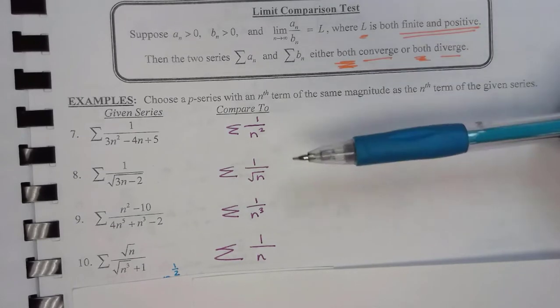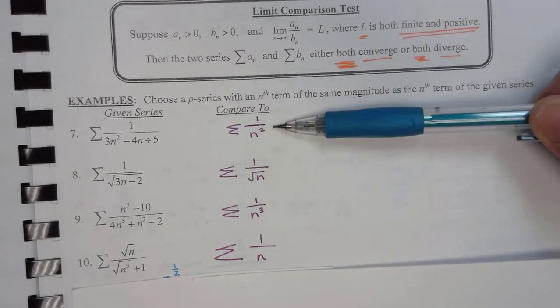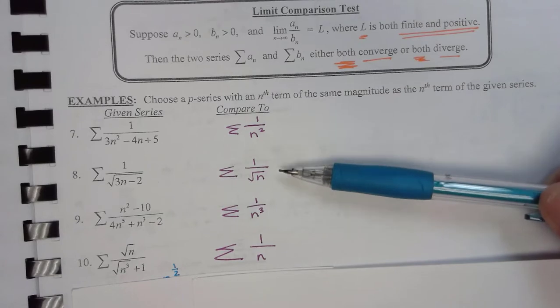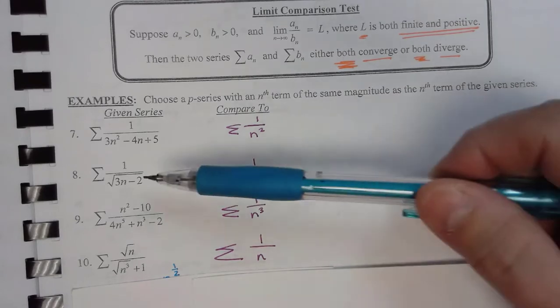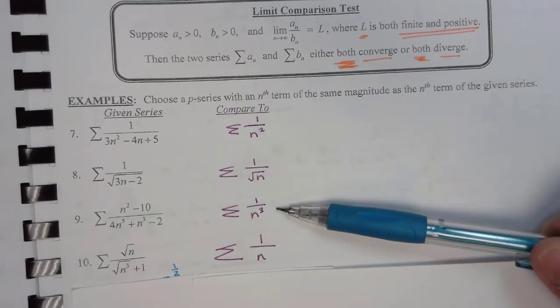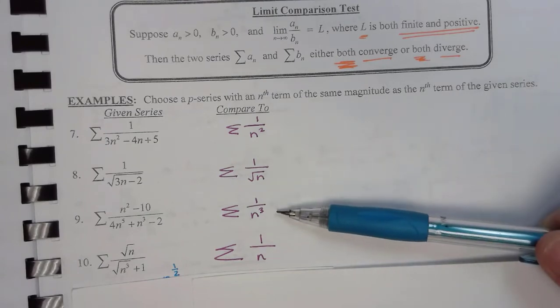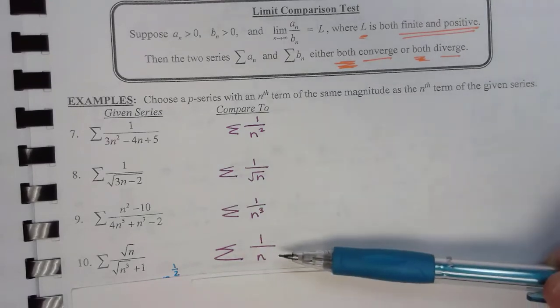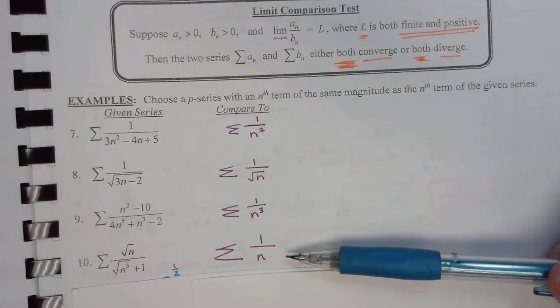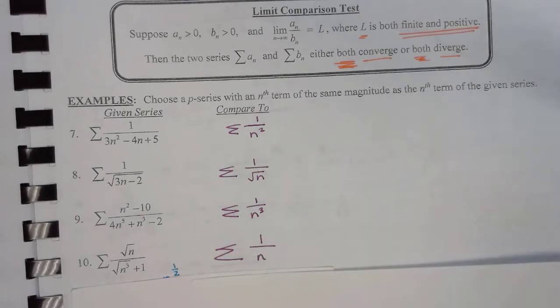Now here's the things we know. This is a p-series that converges. So if we get a finite positive limit, then this one's going to converge. This is a p-series that diverges, with p being 1/2. So if we got a positive finite limit, then this will diverge. This is a p-series where p is 3 that converges. So if we get a finite positive number when we do the limit, this one will converge. And this is our harmonic series, which we know diverges. So if we get a finite positive number, this one will diverge.